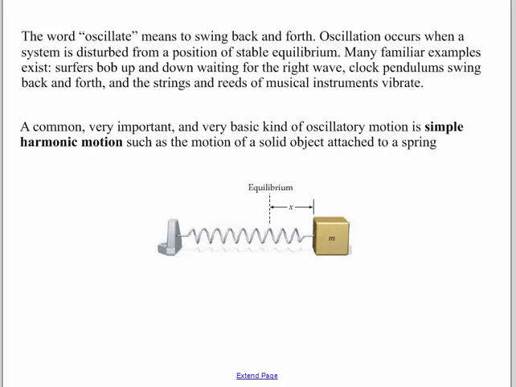A common, very important, and very basic type of oscillatory motion is simple harmonic motion. Now, simple harmonic motion is repetitive motion back and forth from an equilibrium position, where the maximum displacement on either side of the equilibrium position is the same distance.